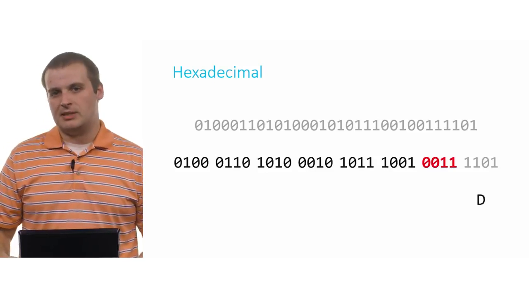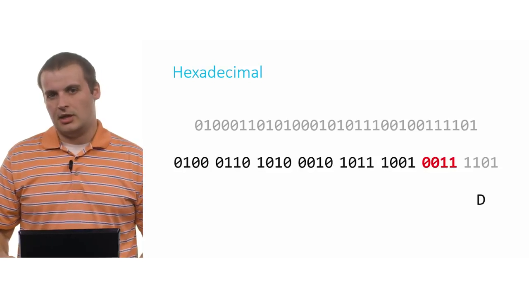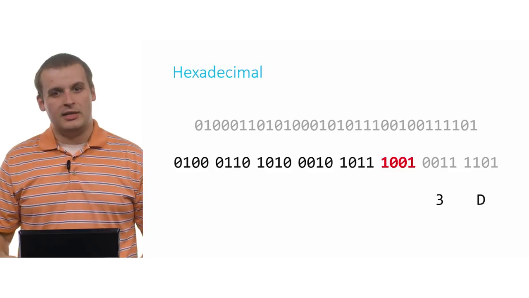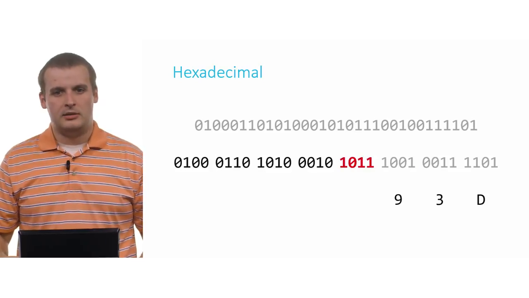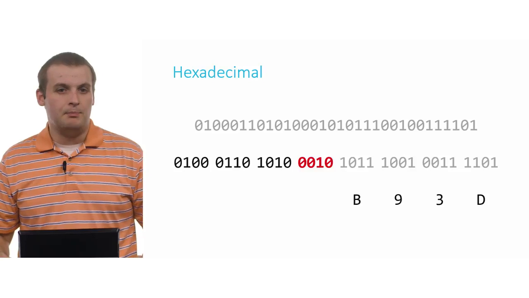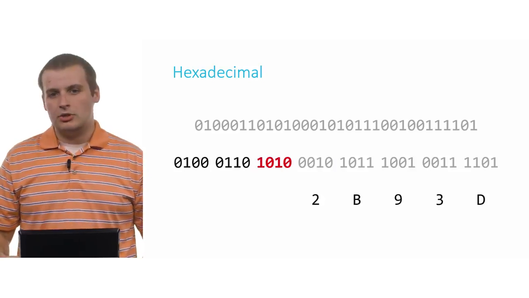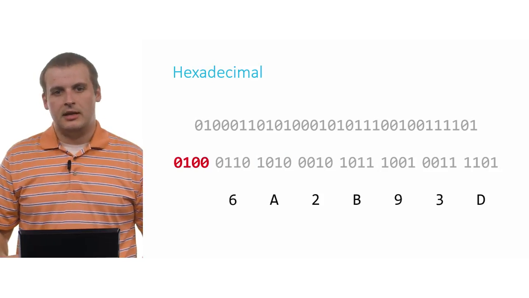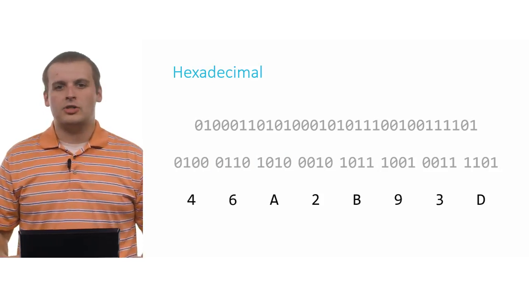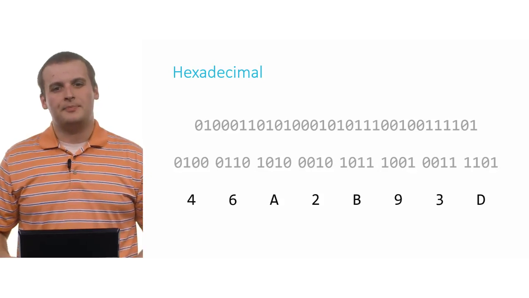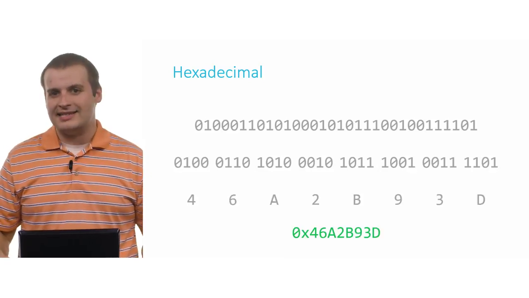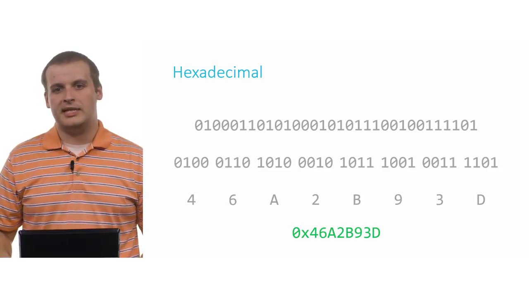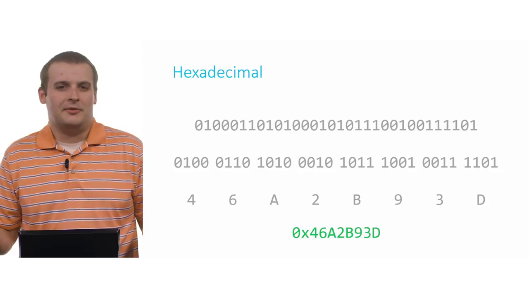0011, well, that's a 0 in the 8's place, a 0 in the 4's place, a 1 in the 2's place, and a 1 in the 1's place, so that's 3. And we can keep doing this again. We have here 9, and then 11, but that's B, recall, 2, 10, or A, 6, and 4. And so that very large string of zeros and ones at the top is more concisely expressed in hexadecimal as 0x46A2B93D.